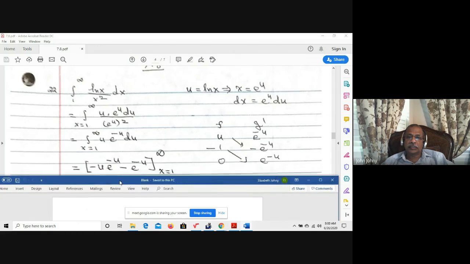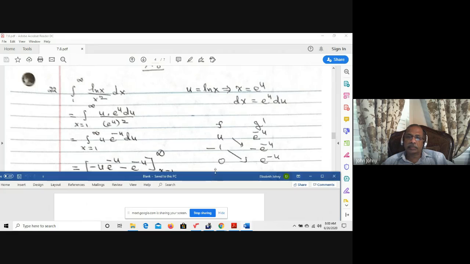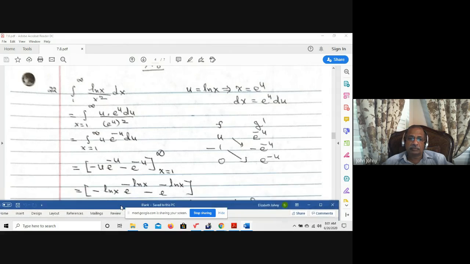Now you do the integration by parts. I applied the tabular method. The first function f is u. Its derivative is 1. Its derivative is 0. The second function g prime is e to the negative u. Its antiderivative is negative e to the negative u. Its antiderivative is e to the negative u. Change the middle sign and multiply. So it is negative u e to the negative u minus e to the negative u, where x varies from 1 to infinity.